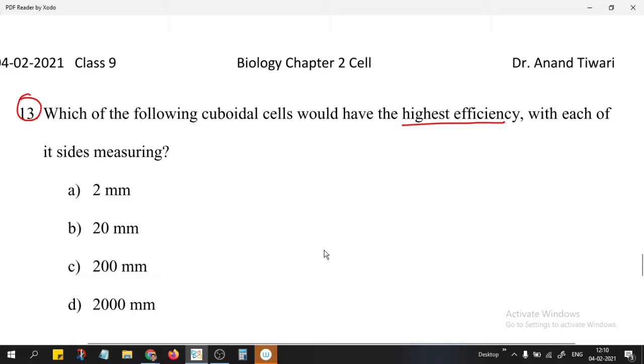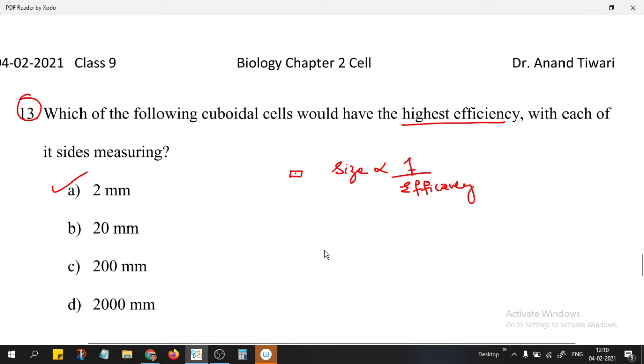2 mm, sir. Okay, so all of you are with 2 mm, that is the smallest size. So the smaller the size of the cell, the higher the efficiency. Size of the cell and efficiency are inversely proportional to each other.